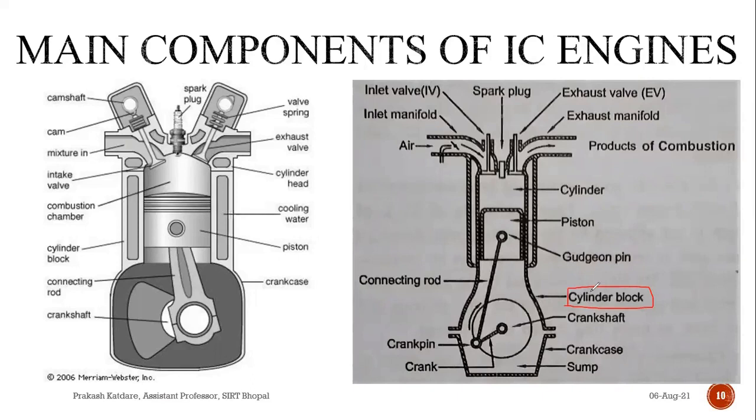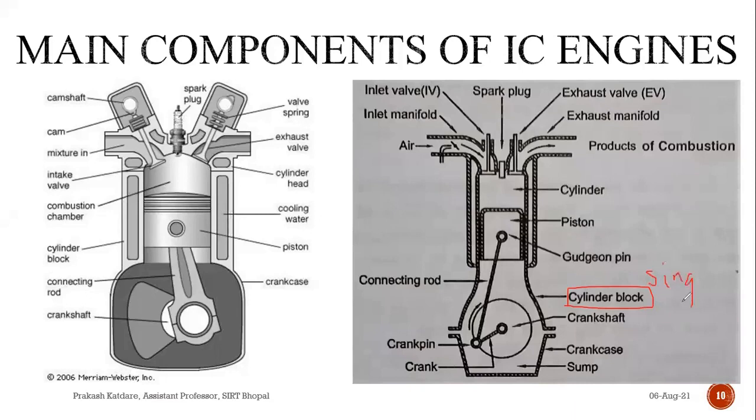It is the main supporting structure for the various components. Like in an automobile, you can see we have a chassis on which the different components are attached. Different vehicular units of our automobile are attached there. Similarly, in the IC engine, the main supporting structure is our cylinder block. In the case of a multi-cylinder engine, the different cylinders are cast into a single unit.